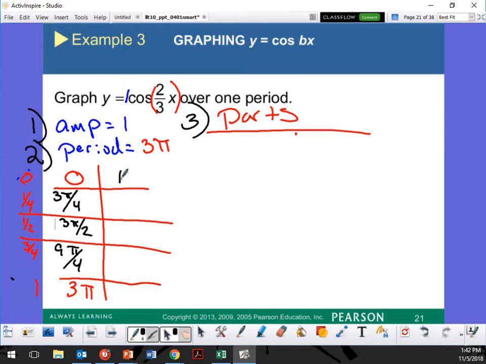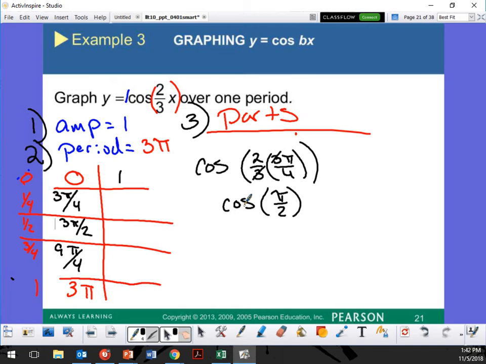All right, so let's do the next one. So it's going to be cosine of 2/3 times, now, this time I'm plugging in 3π/4. What's going to happen to those 3's? Cancel. And 2/4 is 1/2, right? So it's going to end up being cosine at π/2. So, put your finger on π/2. Cosine at π/2 is 0.